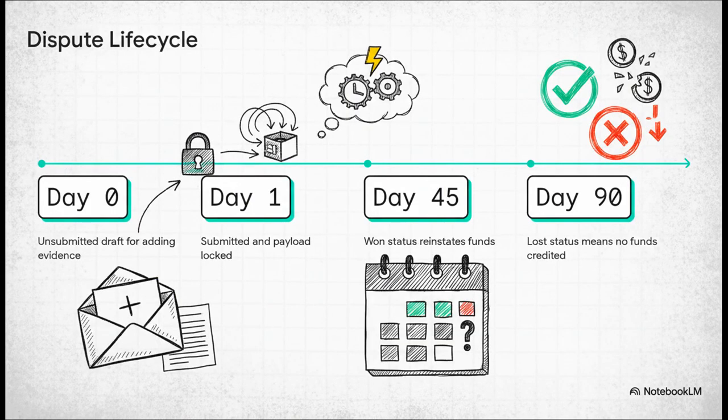This all builds into this massive asynchronous lifecycle that can span across months. You start at day 0 with an unsubmitted draft, which lets you safely append evidence. Once you submit it, the payload is locked. And then you just wait. It could be 45 days, it could be 90 days. Eventually, an issuing dispute closed webhook will fire, transitioning the state to won, which magically reinstates your balance, or lost. It's essentially the ultimate long-polling state machine.